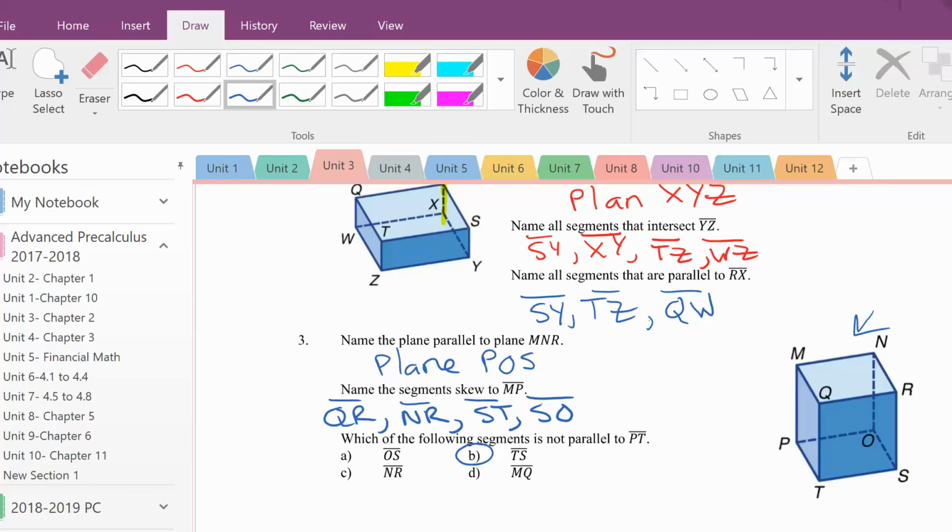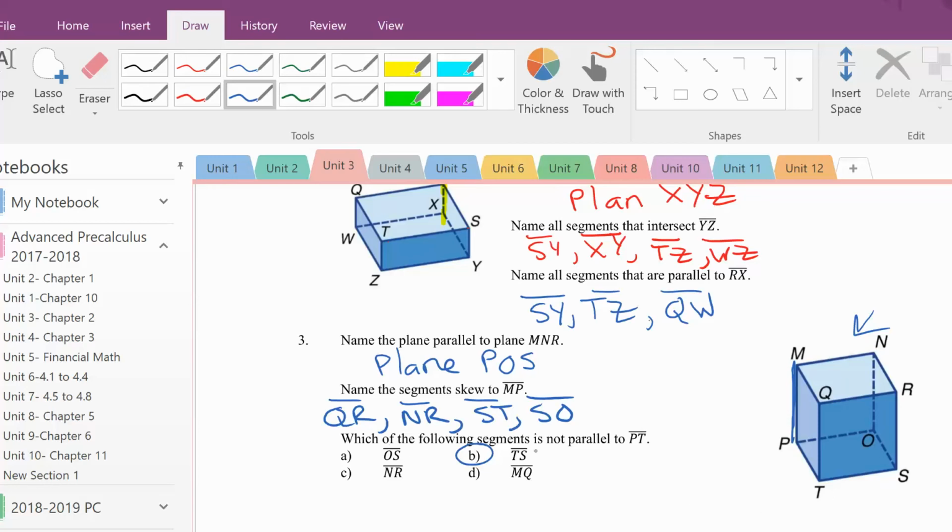Plane parallel to MNR is POS. Skew to MP, well, MP is over here. And skew to it would be QR. Also skew to it would be TS. NR is skew to it, and so is OS. Those are skew to it.